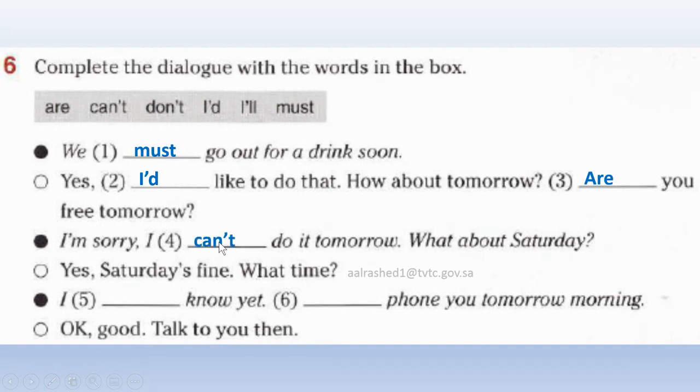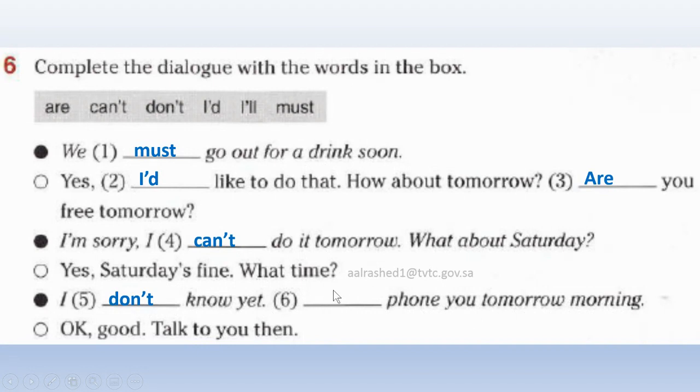Okay. I use "can't" here instead of "don't" because he is unable. There is an ability to do it. What about Saturday? Yes, Saturday. Saturday is fine. What time? I don't know yet. "Yet" gives a negative meaning. I don't know yet. I'll phone you tomorrow morning.